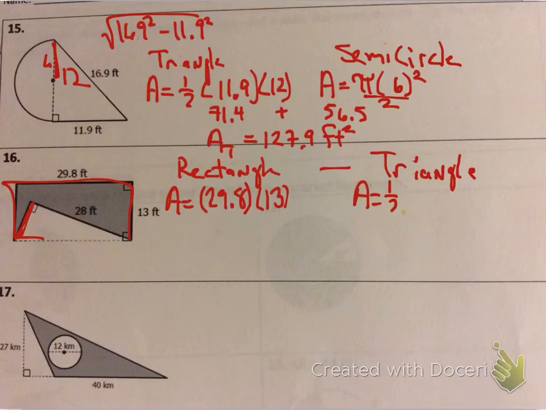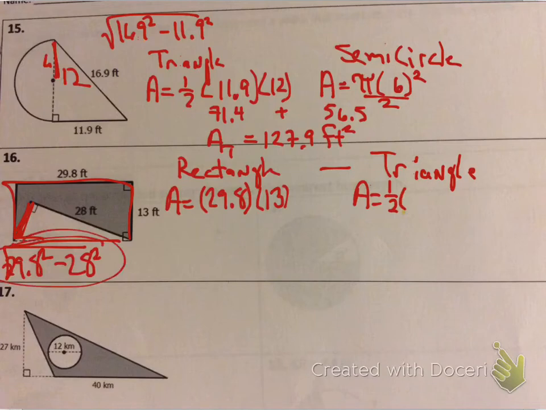I need to find the base. How can I do that? Well, again, I would say 29.8 squared minus 28 squared and take the square root, and that would give me this base. There we go. Okay, so let me do that. If you do this bit right here, you'll get 10.2, and then you got the 28, that's the height of the triangle, and you would multiply those two, and you're going to subtract those two areas.